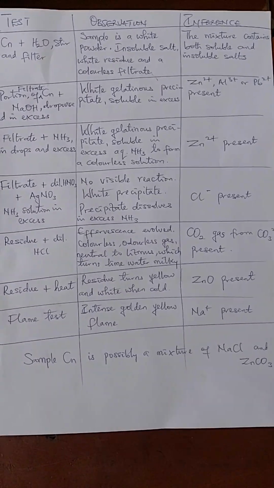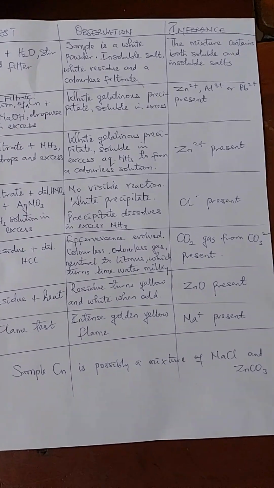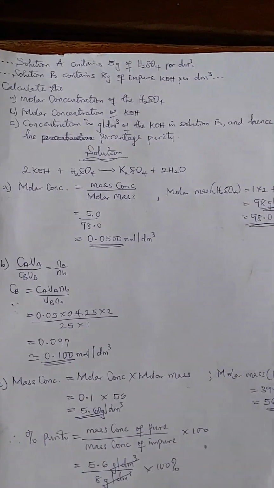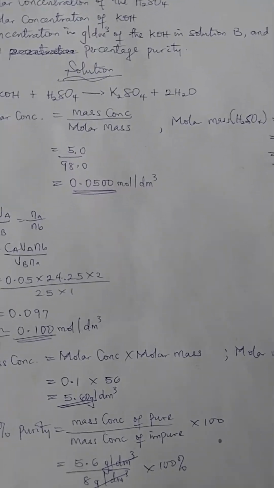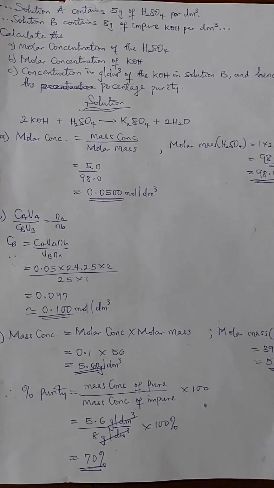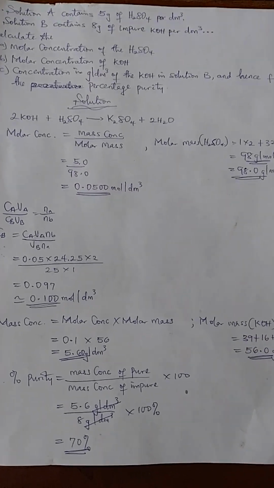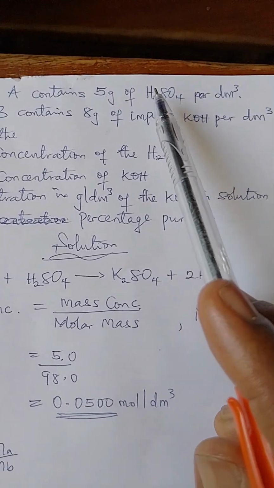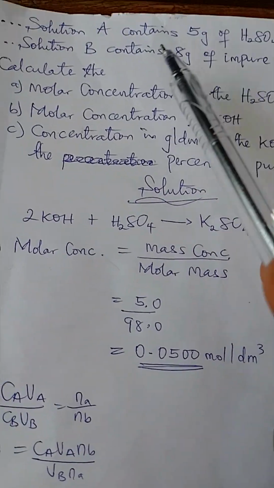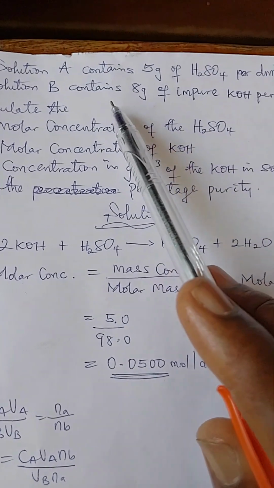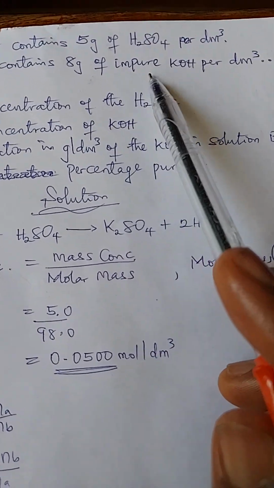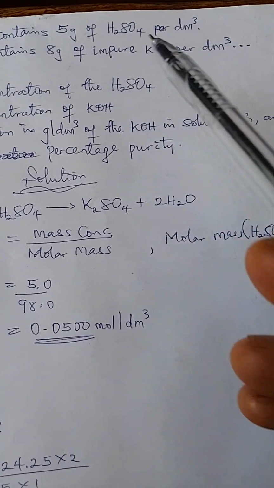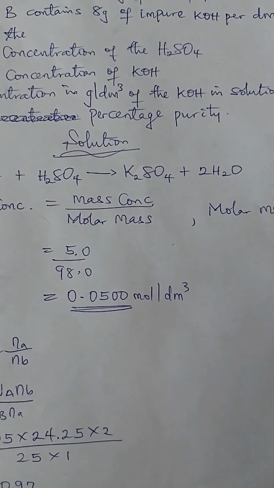I also have a prediction for you on volumetric analysis, which is your titration. I have two predictions. I want to put all of them together on this video just for your sources. Whatever the question is and however they put it, they give you 5 grams of H2SO4 per dm cube, and whatever story it is, as you have here, solution B to contain 8 grams of impure potassium hydroxide. Anywhere you see impure, just know that they could be asking you for percentage purity or something somewhere.